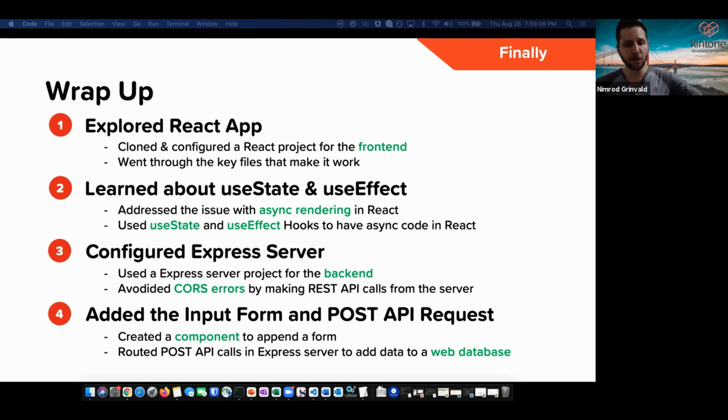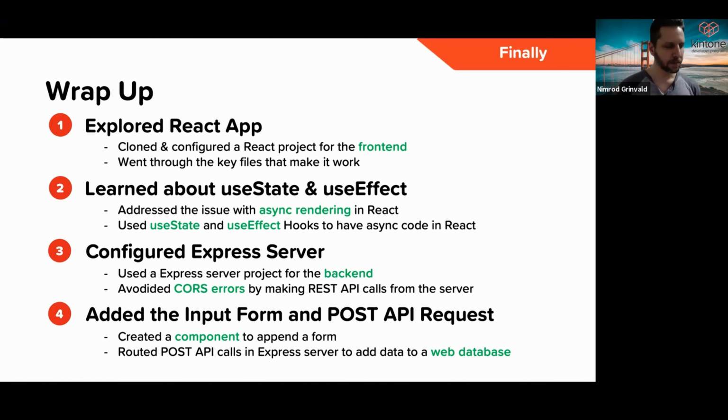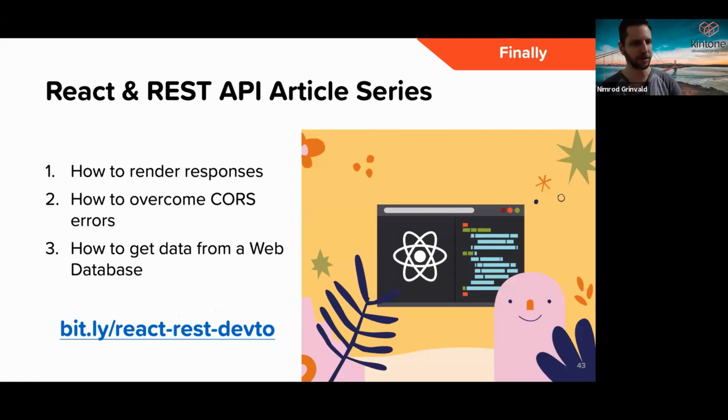And wherever you are in this process is perfectly okay, because you've got everything in your hands to put the pieces together. You've got a GitHub repo that you can use to change. You can check out a branch to the branch where this work is completed. You can compare it against what you've done. We've got an article series on React and REST API talking about how to render these responses, how to overcome CORS errors, how to get data from a web database.